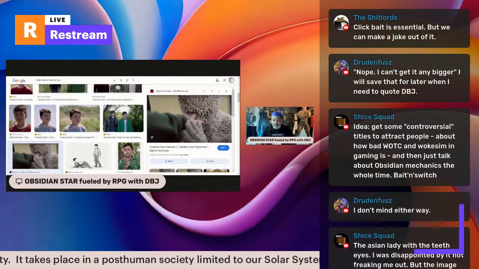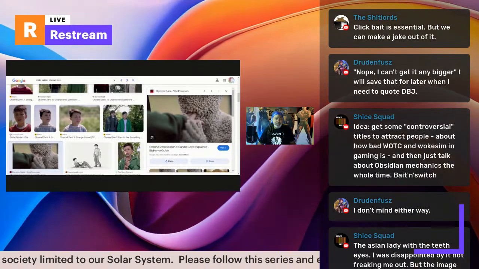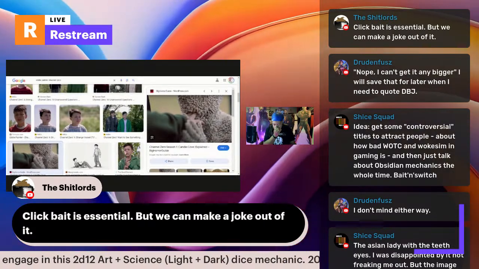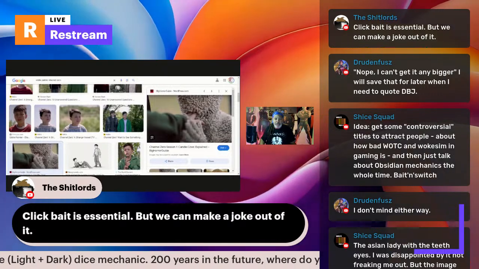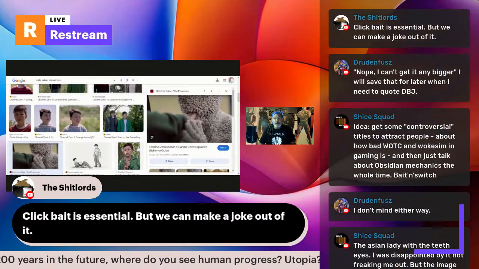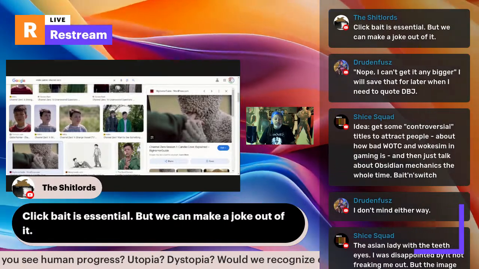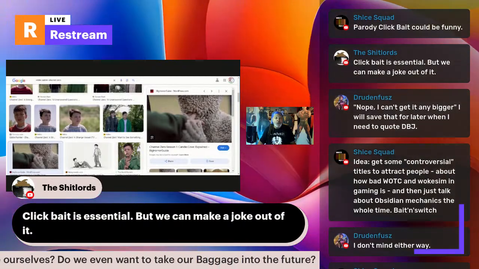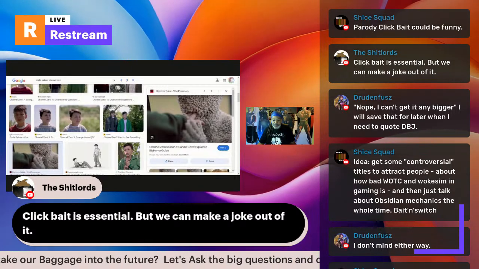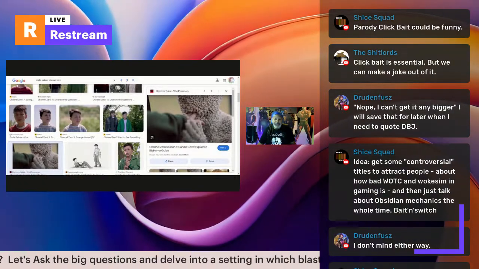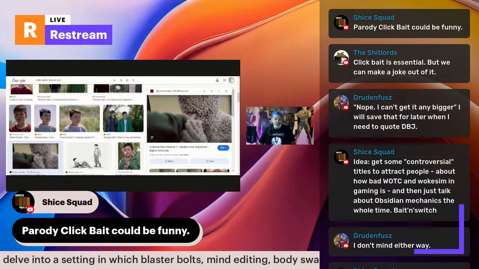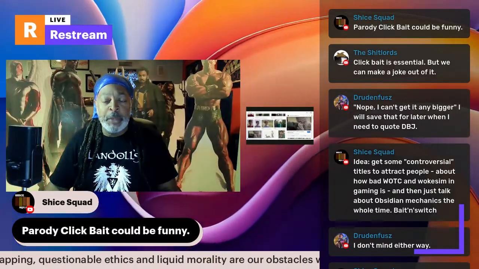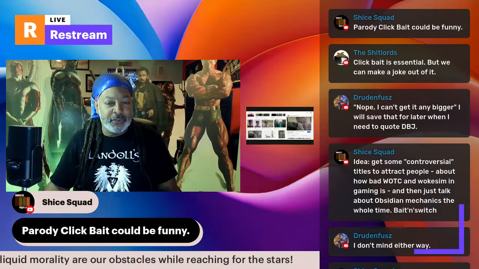Yeah, clickbait is essential, but we can make a joke out of it. Of course. And unfortunately, what's the term? A person is smart, people are dumb. I think that's kind of how it is, where all of us intellectually know how a thing works, but as an aggregate, despite the fact that we feel like it shouldn't work, it always works. So parody clickbait could be funny. That's true. I've tried it before. I'm not very good at it. People complain about clickbait, but clickbait works.